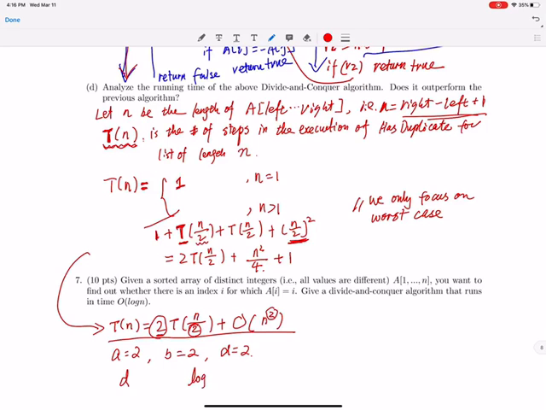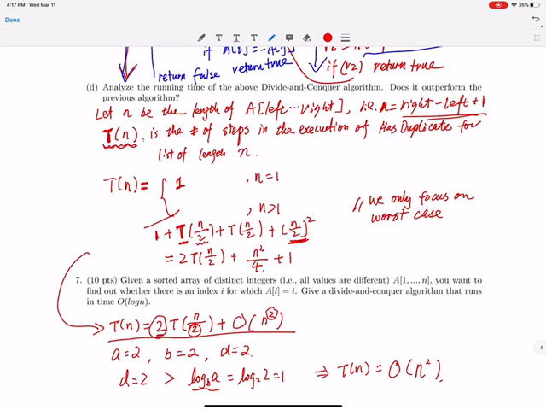Then we compare d versus log base b of a. Let's evaluate this first. log base 2 of 2 is 1. So d, on the other hand, is 2, so it's greater than log base b of a. This means T sub n, applying master theorem case number 1, the running time of the algorithm is that. So that's the running time for this divide and conquer way to solve the problem.